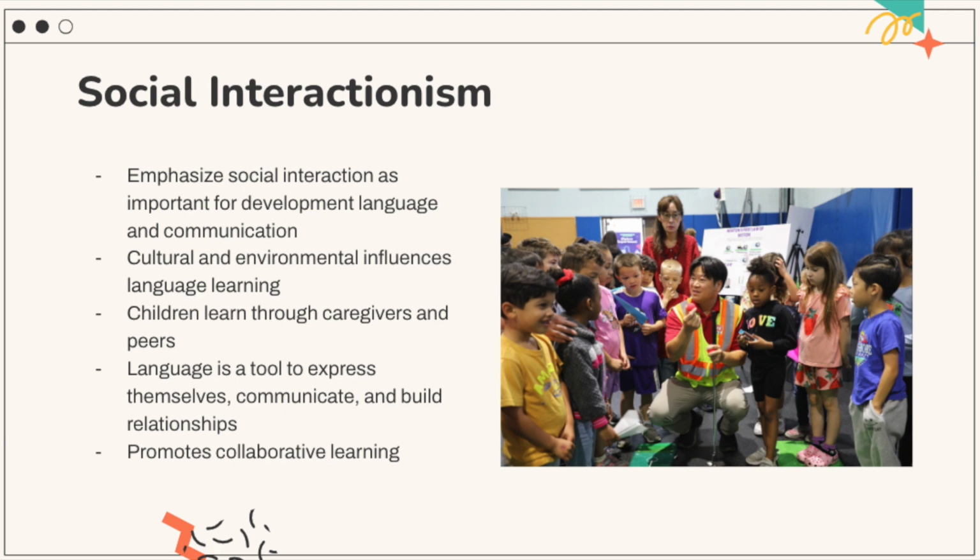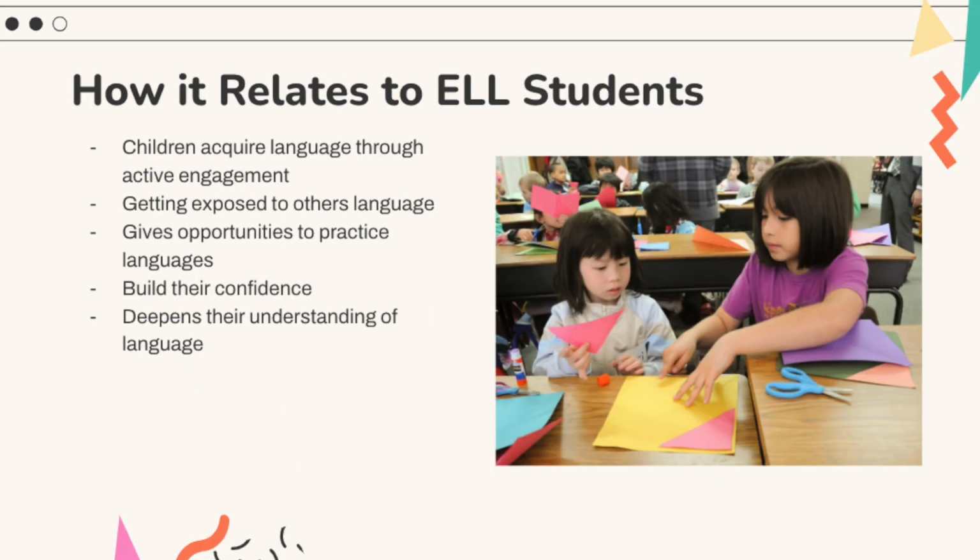So, social interactionism stems from Vygotsky's ideas on the social nature of learning, connecting with the zone of proximal development. This relates to ELL students because this theory is based on children acquiring language through active engagement and getting exposed to others' speech. They learn by listening, speaking, doing, and interacting with others around them. Incorporating this into your lessons provides ELL students with opportunities to practice their language, build confidence, and deepen their understanding.